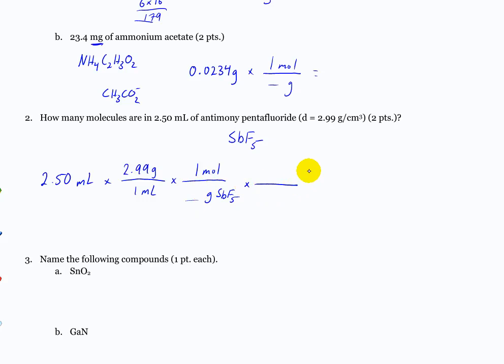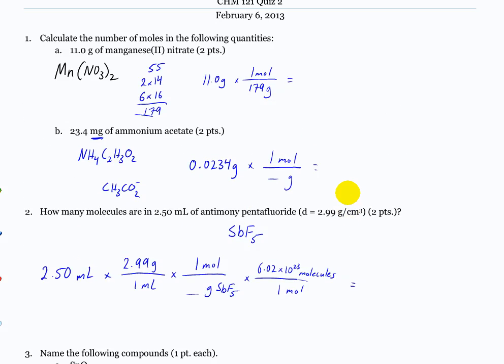And then once we have moles, we know that there are always 6.02 times 10 to the 23rd molecules per 1 mole. Put all those together, and you get whatever you get. Big numbers. Okay, questions about those?